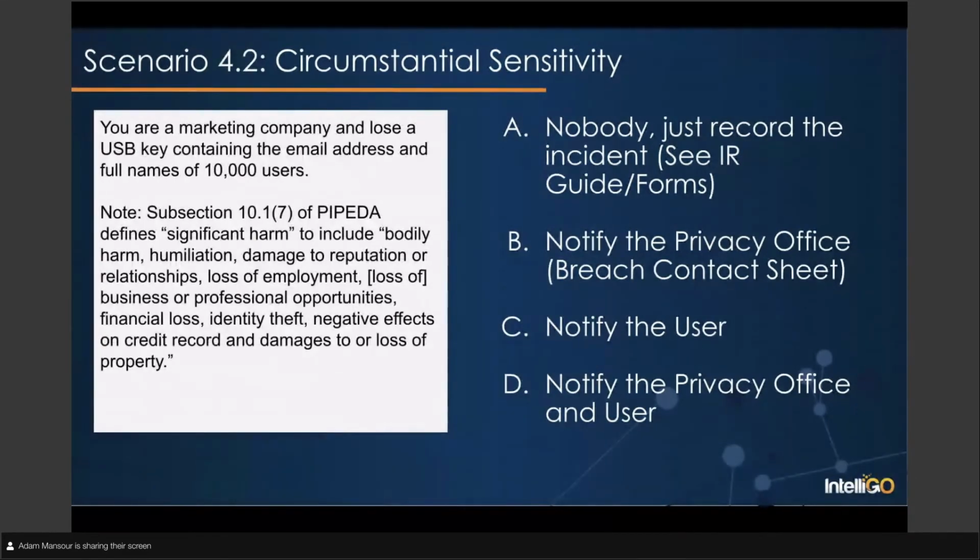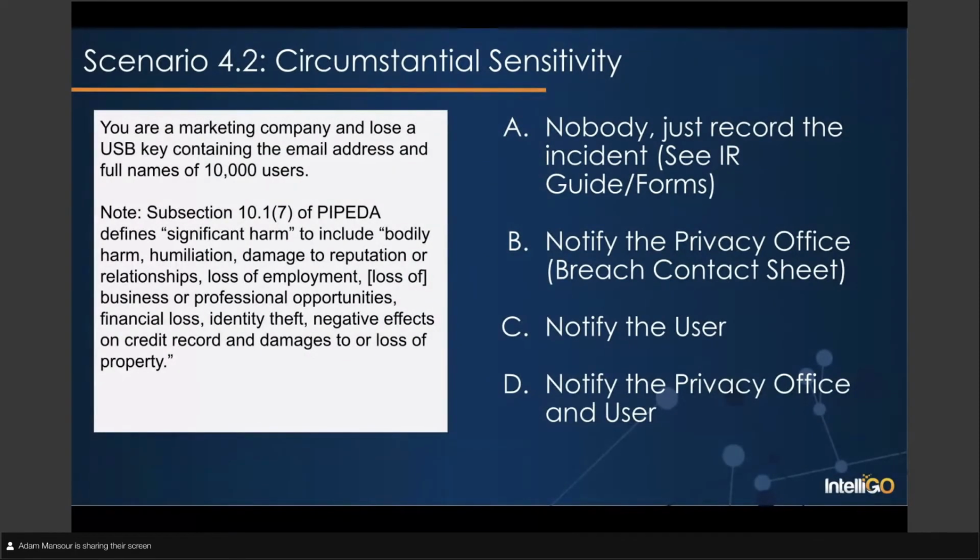But what if it's the same disclosure, right? You still lose some data on a USB key, very similar to the previous example, but it's just email addresses and full names, and it's a lot of users. But you're a marketing company, right? If it's just email addresses and names, even though it's PII, you're not likely to have a very significant risk. In this case, you may want to just notify the privacy office and not the users. You may want to take guidance from the privacy office to see what they say. So this is an example of when significant harm could or couldn't happen.